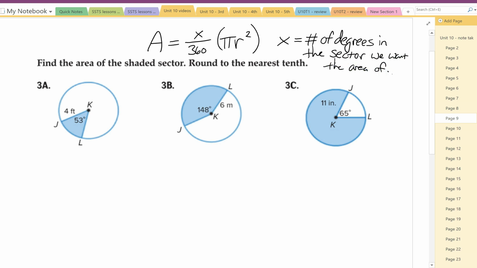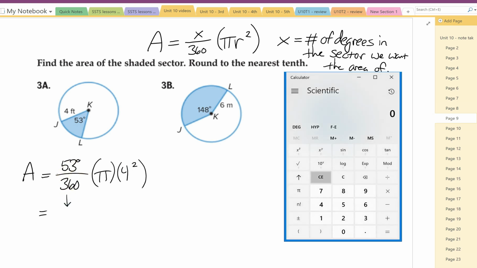So, number 3a, the area is equal to something over 360 to start with. Well, the sector that we want to know the area of covers 53 degrees. Pi, the radius it says here is 4, and I'm going to square the radius. So I'm going to figure out what is 53 divided by 360. That's going to be the decimal that goes out in front.